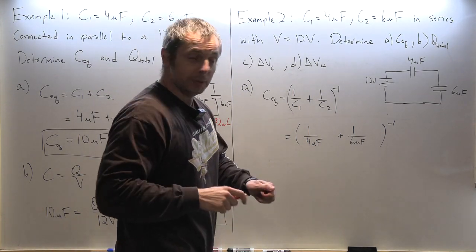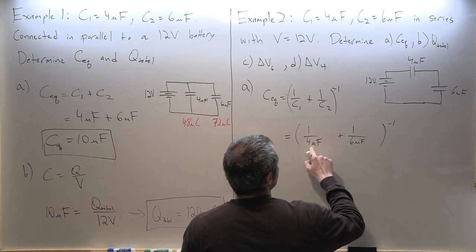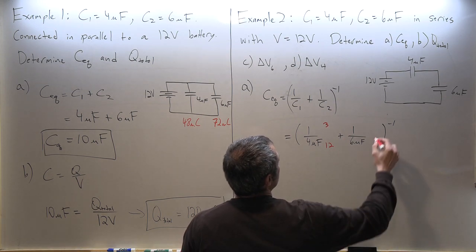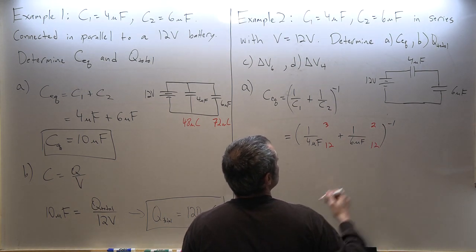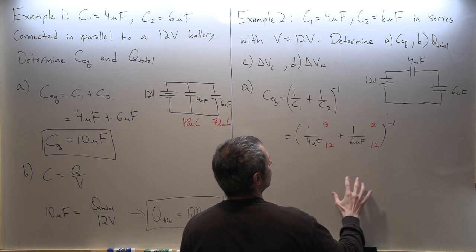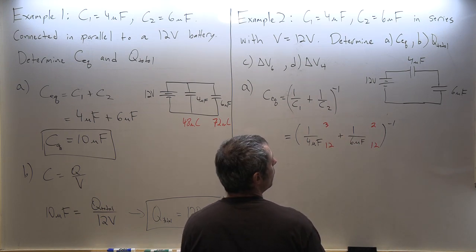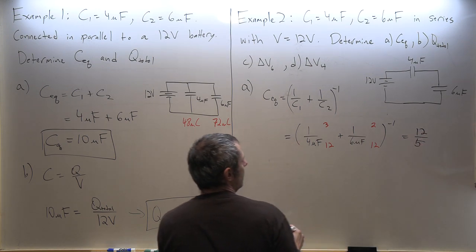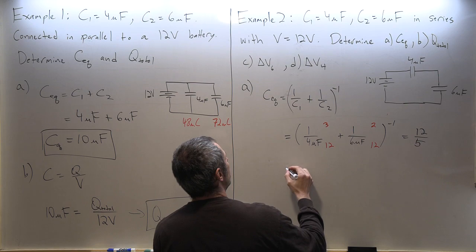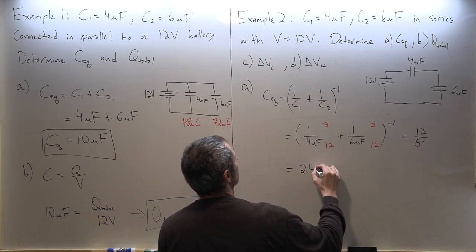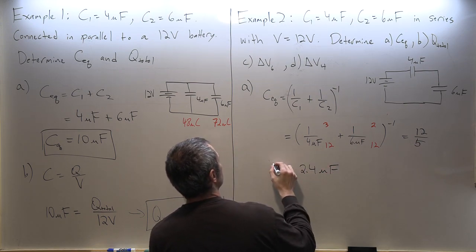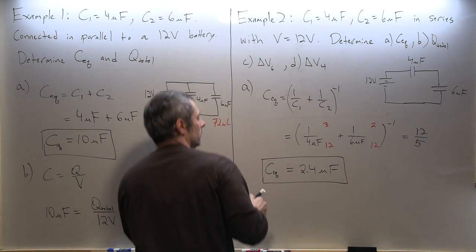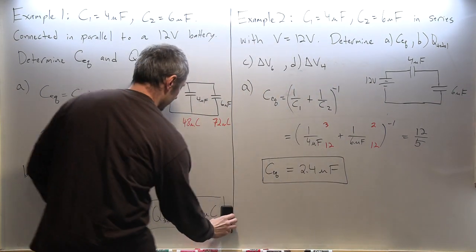Or you could do common denominators. Like this can be thought of as 3 over 12, and this as 2 over 12. So when I add those up, I get 5 over 12. Flip that over, it gives me 12 over 5. And then that comes out to be 2.4 microfarads. Okay, so that is the result there.